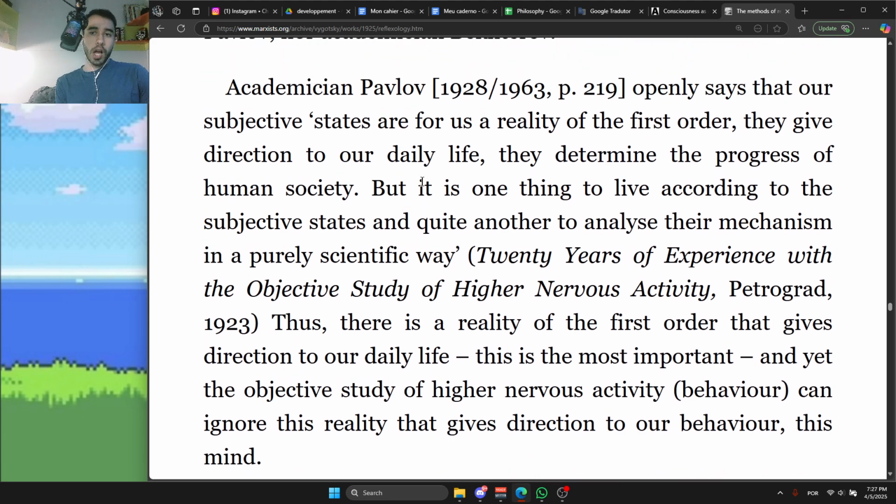Academician Pavlov openly says that our subjective states are for us a reality of the first order. They give direction to our daily life, they determine the progress of human society. But it is one thing to live according to the subjective states and quite another to analyze their mechanism in a purely scientific way. 20 years of experience with the objective study of higher nervous system, Petrograd, 1923. Thus, there is a reality of the first order that gives direction to our daily life. This is the most important.